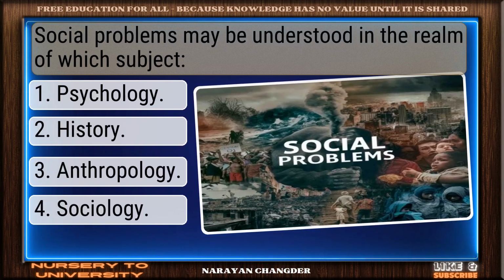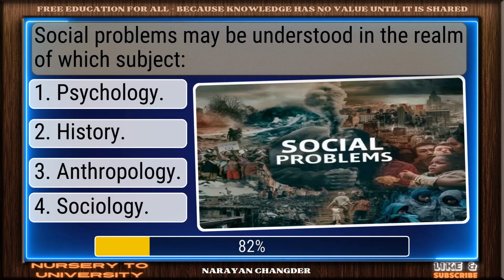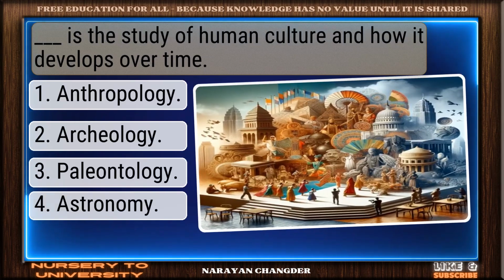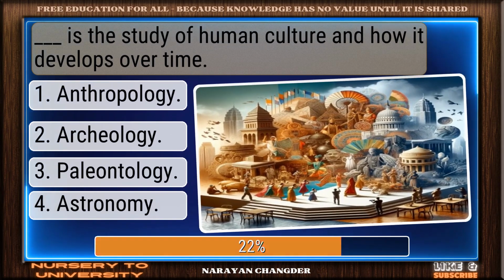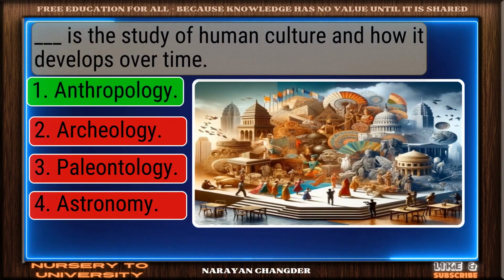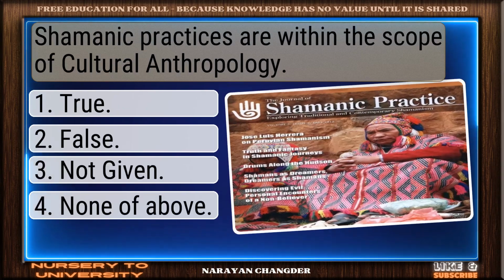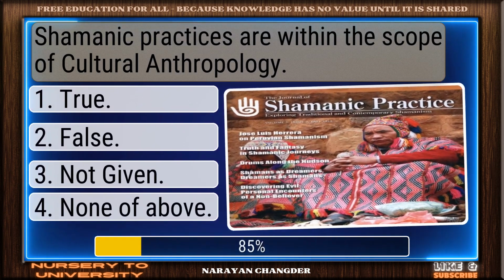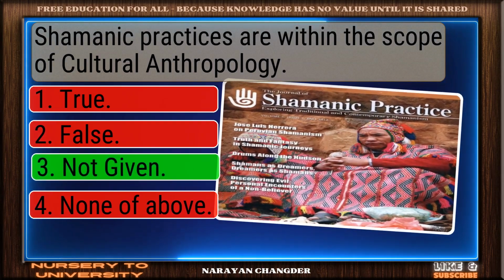Social problems may be understood in the realm of which subject? Exactly. Sociology makes sense. Dash is the study of human culture and how it develops over time. Nice selection. Anthropology is the correct and valid answer. Shamanic practices are within the scope of cultural anthropology. Sharp thinking. Not given is the right choice.